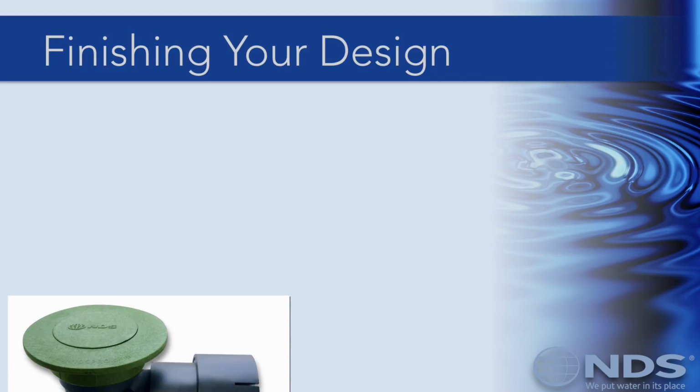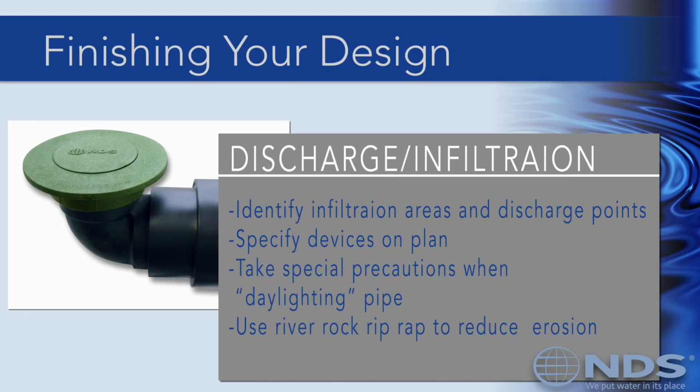And finally, identify the infiltration areas and discharge points on the design and specify the devices you will be using, a pop-up emitter, dry well, or stormwater chamber, or simply daylighting the pipe. If you are daylighting the pipe, consider using heavier duty pipe at the exit point from the ground and specifying a rodent protection grate. These steps will help prevent common causes of clogging at the discharge point.